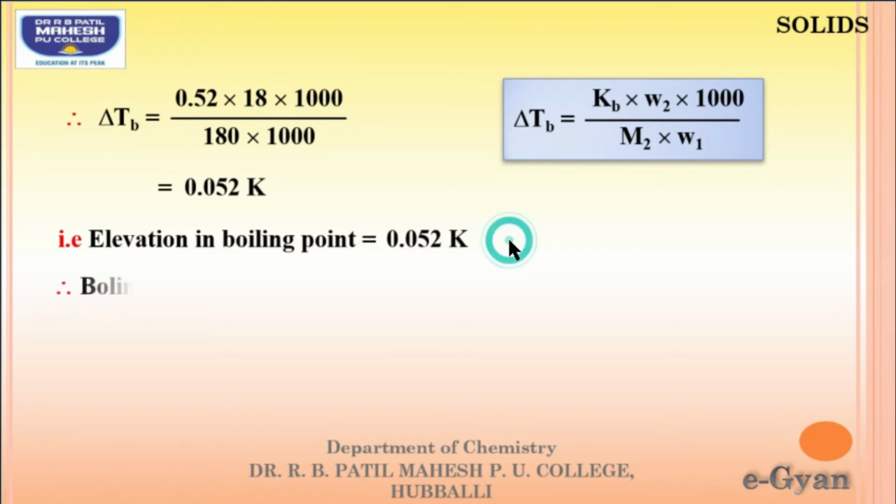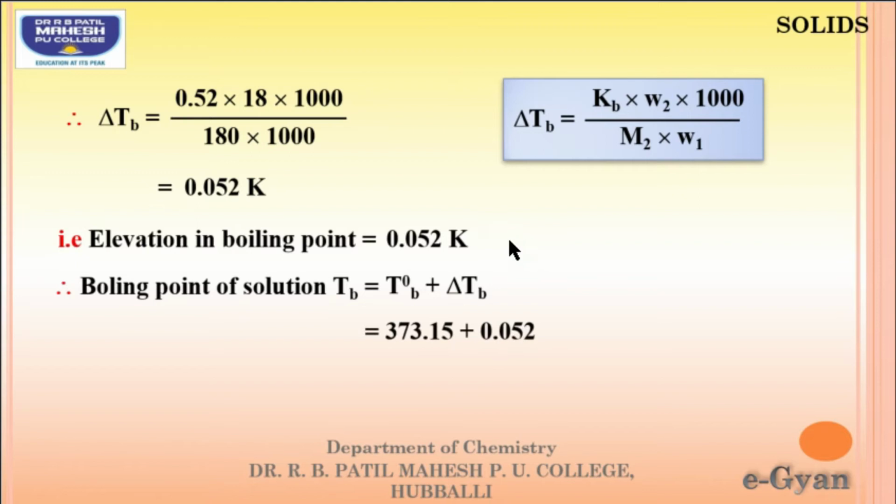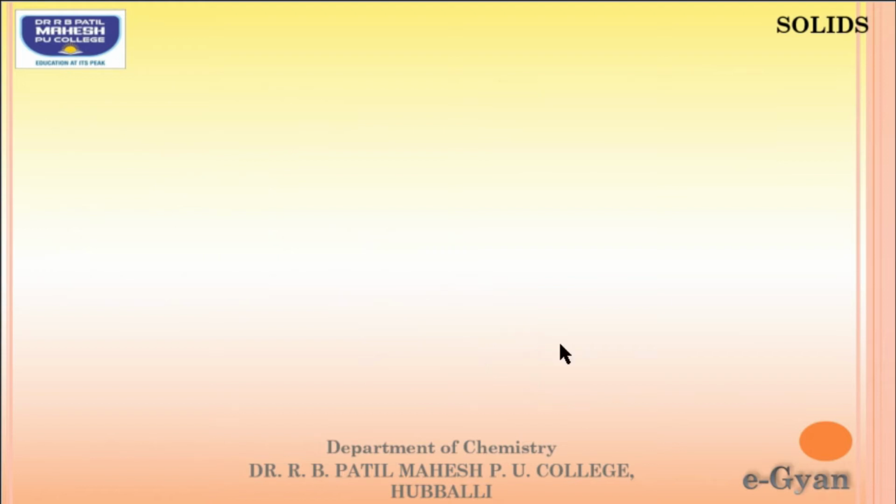Then I have to calculate the boiling point of the solution, which is equal to the boiling point of water plus the elevation in boiling point, that is 373.15 plus 0.052 is equal to 373.202 Kelvin. Also you can write it as 100.052 degree Celsius. Both are accepted, but try to write in Kelvin only.